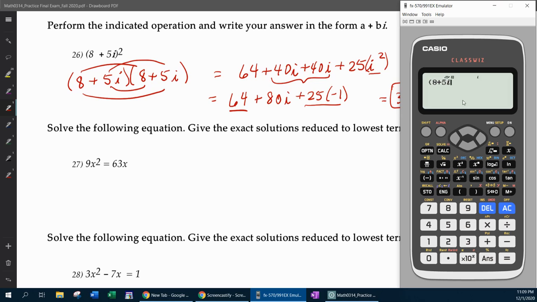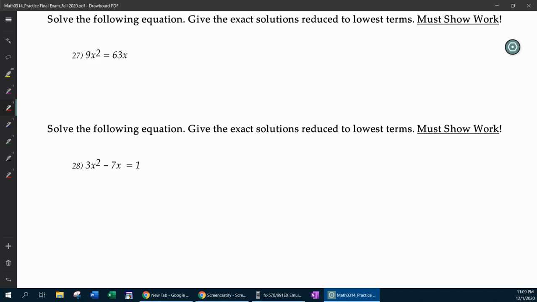The ENG gives us the i now that we're in complex mode. And the squared and equals. Notice it's going to give us the simplified complex number in standard form. And that's done.